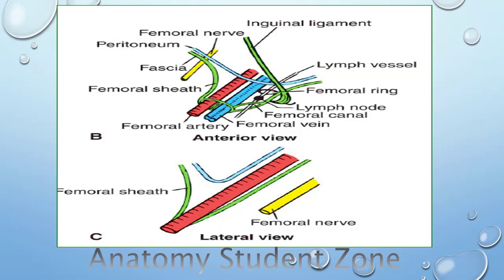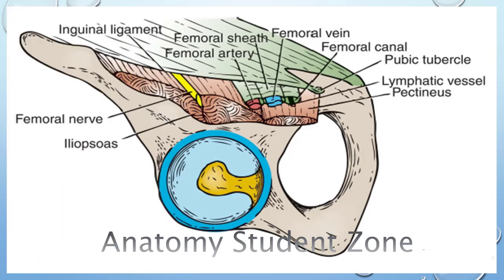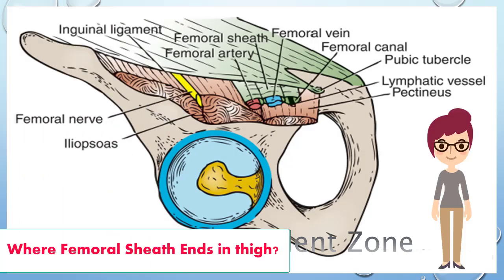Another important point: we all know the femoral artery and vein go downward into the thigh, but remember the femoral sheath is not going to extend into the mid or lower thigh. Now the question arises: up till where is this sheath going to end?